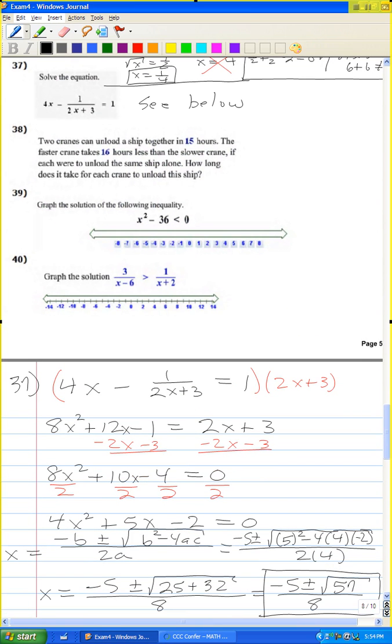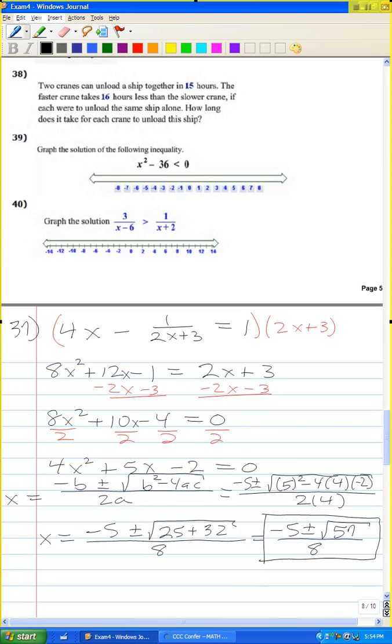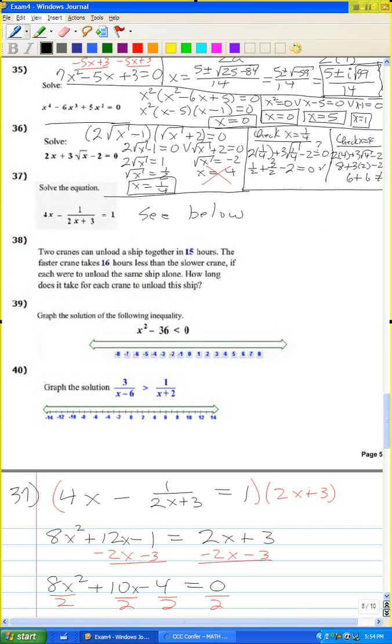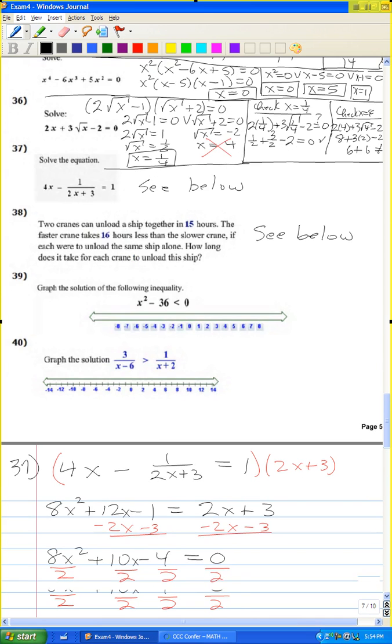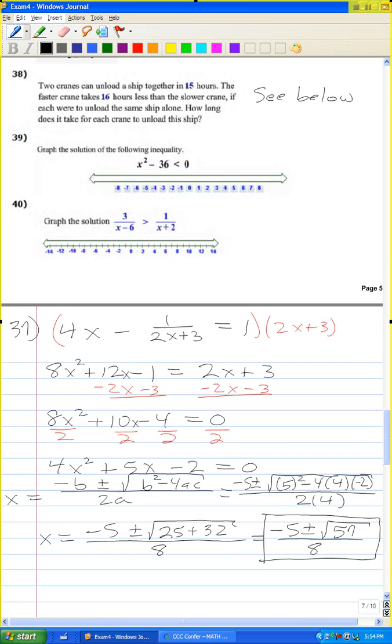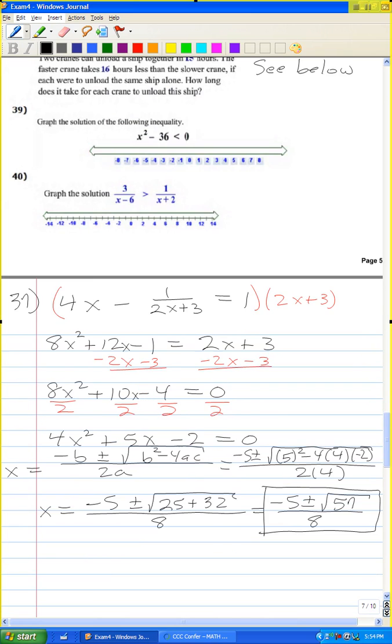Okay. Let me do problem number 38. Actually, for 38, I probably have enough room. I got space on the bottom. I might as well, just in case. So let's see below. I don't want to cram it too much. So, problem number 38.